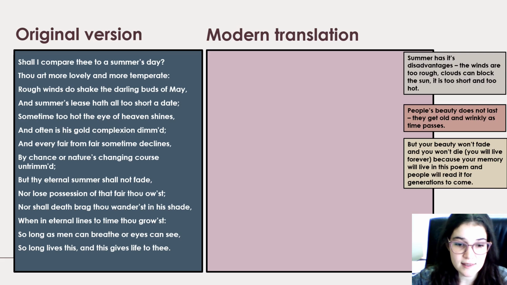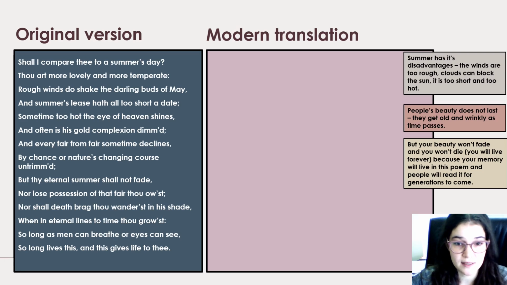But thy eternal summer shall not fade, nor lose possession of that fair thou owest, nor shall death brag thou wanderest in his shade, when in eternal lines to time thou growest. So long as men can breathe or eyes can see, so long lives this and gives life to thee. So that was the original version of the poem. So I have translated it into a modern version so that you can get a better understanding of what Shakespeare is trying to say in this poem.